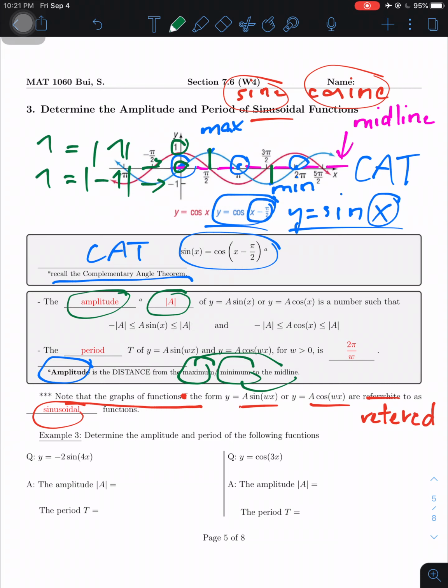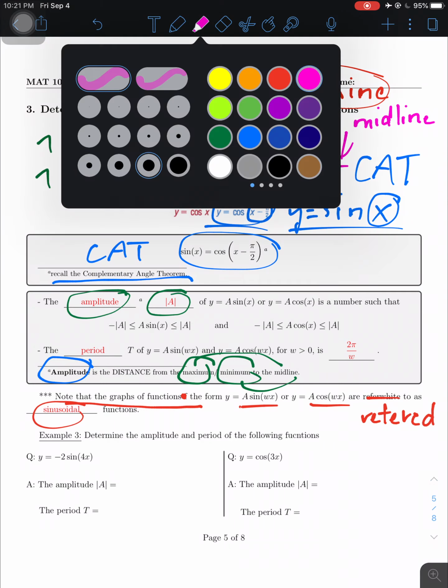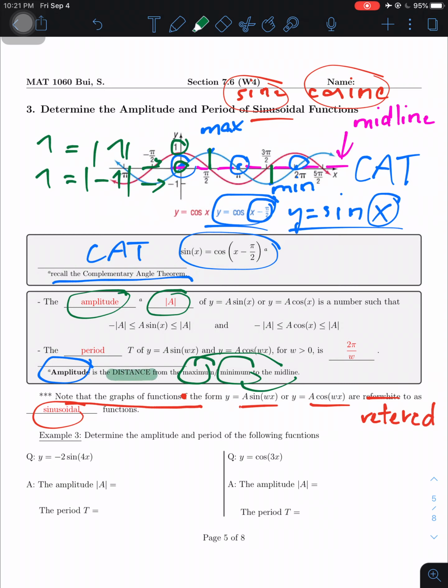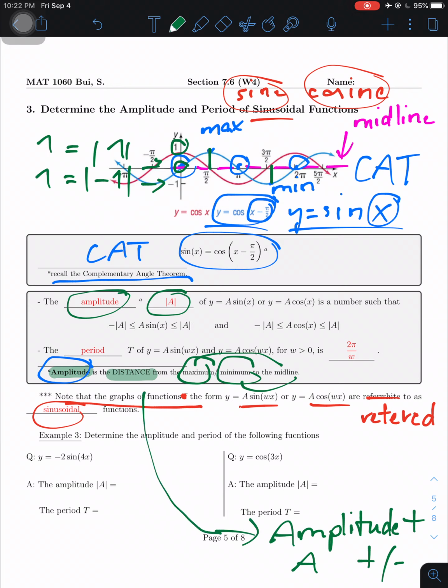Let me highlight this so everyone can pay attention. Because amplitude is a distance, it's always positive. We cannot have a negative amplitude. Just keep that in mind. A could be negative, but amplitude must be positive. So let me put it down here: amplitude must always be positive, but A could be positive or negative. Amplitude is a distance, that's why it's always positive.